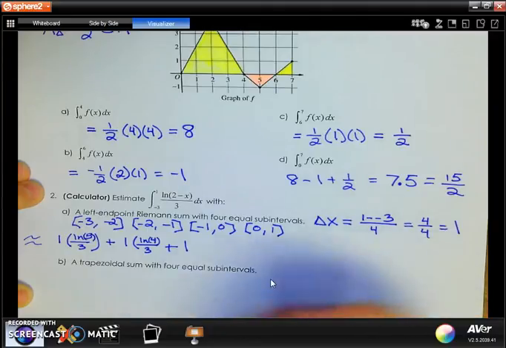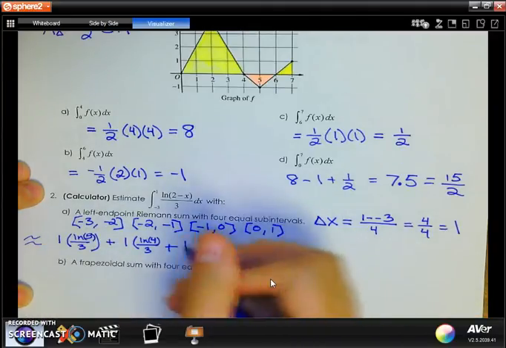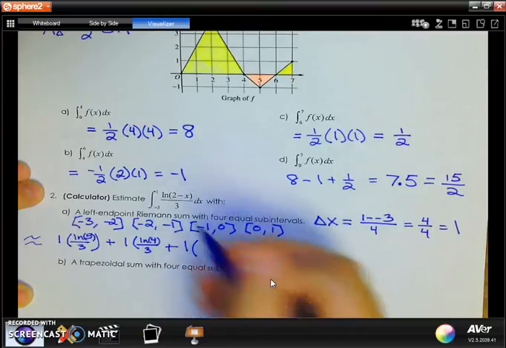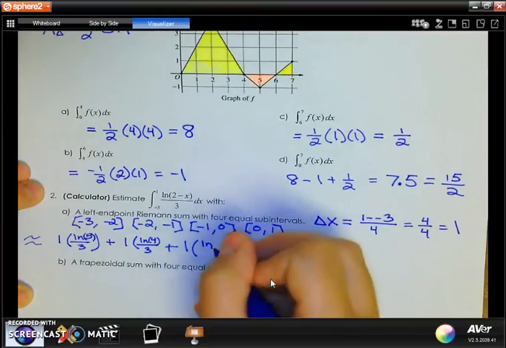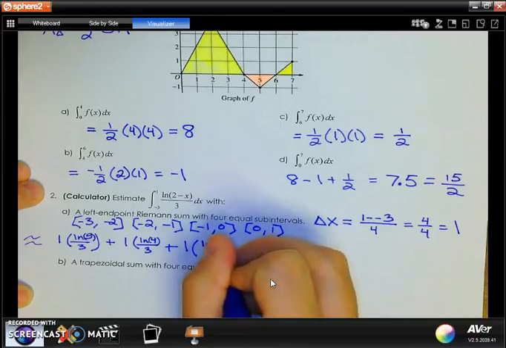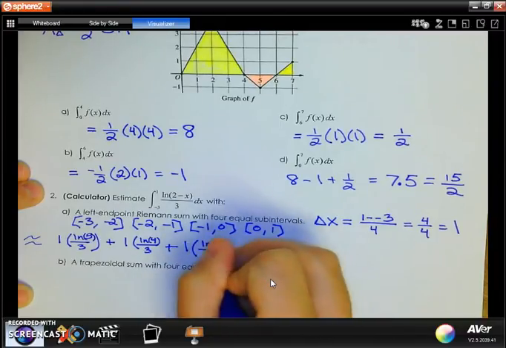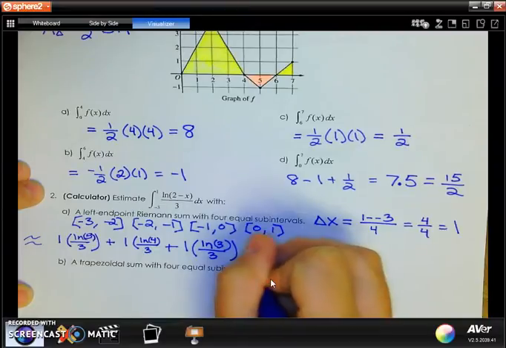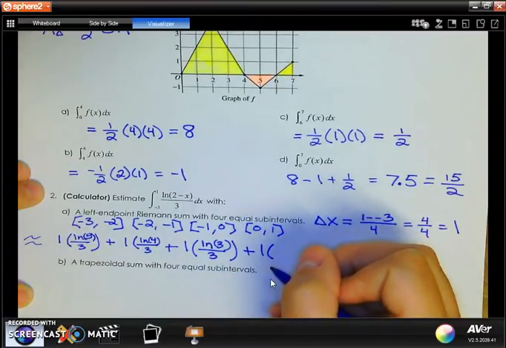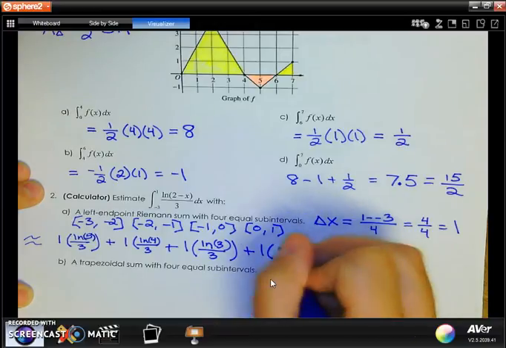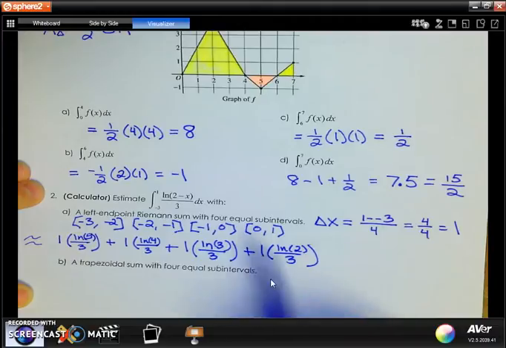Going back to that delta x, you have the width of the rectangle out front multiplied by the height of the rectangle, which is what's given when you plug in. So this one's going to be the ln of 3, right? 2 plus 1 is 3 over 3. And then my last rectangle will be 1 times the ln of 2 over 3. Right? Because when I plug in a 0 there, I still have a 2.